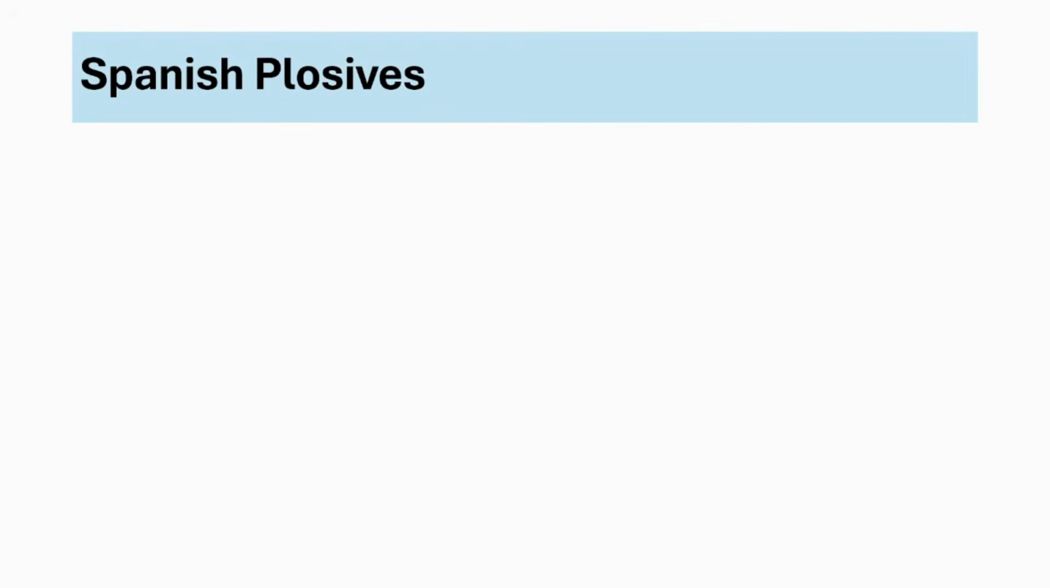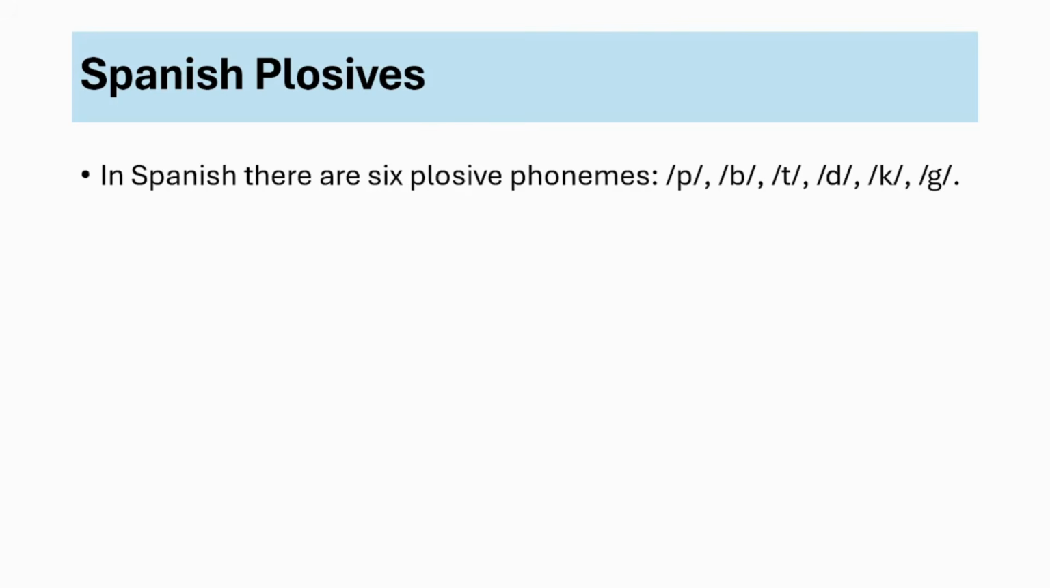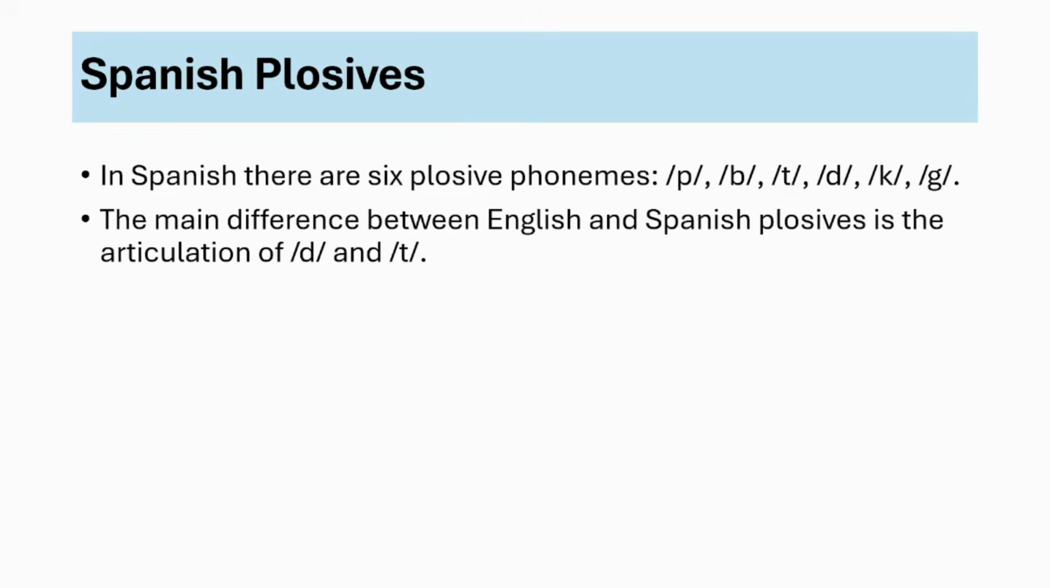Now let's study some information about Spanish plosive sounds. In Spanish, there are 6 plosive phonemes, p, b, t, d, k, g, just as in English. But the main difference between English and Spanish plosives is the articulation of d and t, and it is very important to be aware of this, because in Spanish, the point of articulation is dental, as in dato, but in English, it is alveolar, as in day. So in Spanish, the tip of the tongue is between your teeth, día. But in English, the point of articulation is the tongue and the alveolar ridge. The blade of the tongue approaches the alveolar ridge.